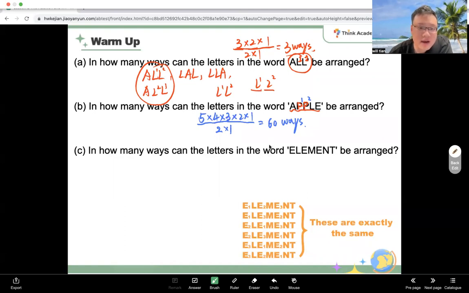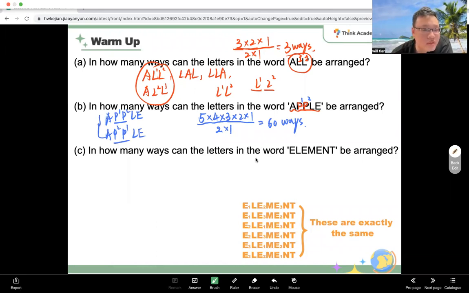So guys, basically, why do we use this to get rid of duplication? When you do A, P1, P2, LE, and when you do A, P2, P1, LE, these two will be the same. But when you do 5 times 4 times 3 times 2 times 1 this way, you treat them as different, but actually they are the same. So that's why we have to divide it by 2. Because for P1, P2, and P2, P1, you have two different ways to duplicate that.